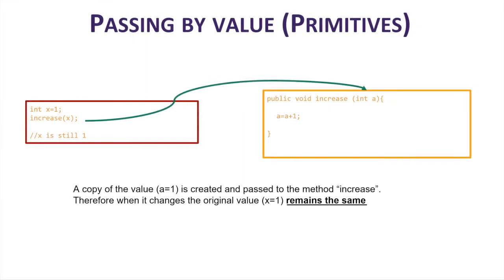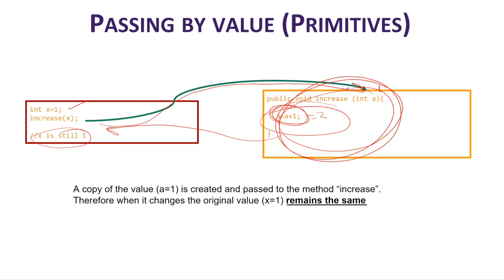Here's an example. This is a primitive where I say x equals 1, and I call the increase method of x, which comes in here, and it increases that variable. So what's arriving in there is 1. A is 1, it's increasing that. A is now equal to 2. But when I come back from that method back here, x is still 1. It hasn't been affected at all by the change that's happened here because it's a primitive and it's been passed by value, so it always stays the same. The only thing that's changed is this temporary value of a, which has been created here.